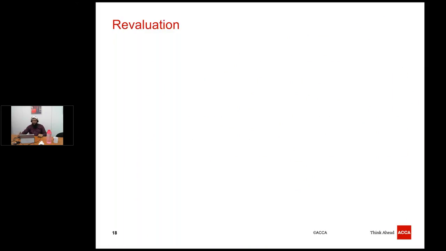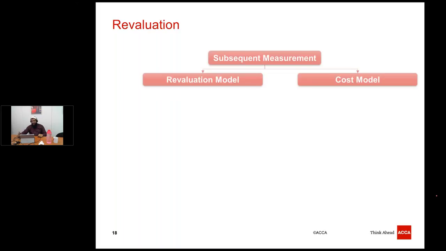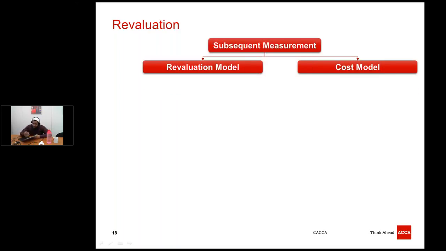Now let's discuss the accounting for revaluation. In subsequent measurement, after initial measurement, we can either carry the asset at the cost model or at the revaluation model. In the revaluation model, we are going to carry this asset at its fair value, and in the cost model, we are going to carry it at cost less depreciation. So in the fair value revaluation model, this will be fair value less depreciation.